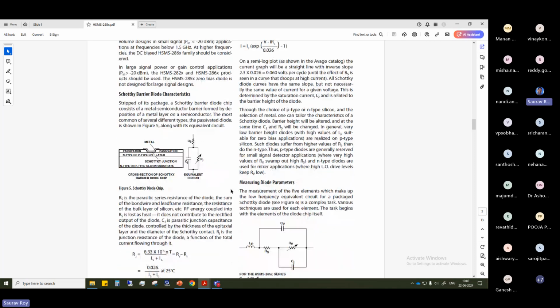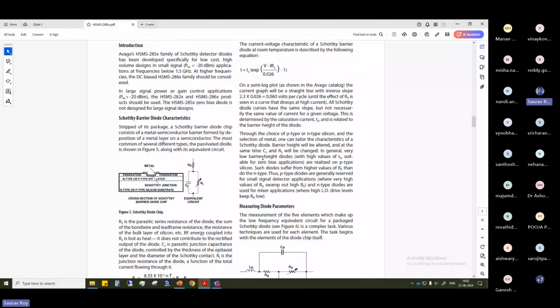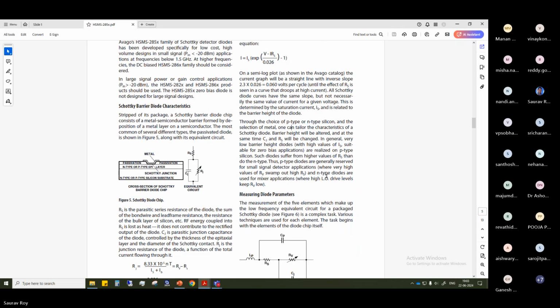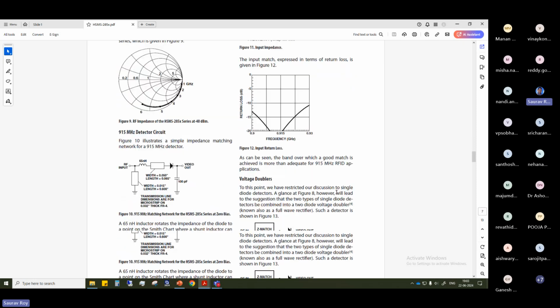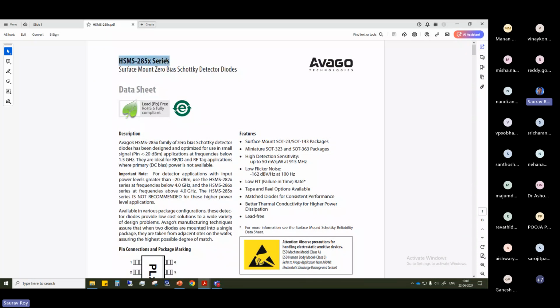Now talking about the barriers, the height of the Schottky barrier is specially discussed here. Very low barrier height diodes are useful for zero bias applications, so they have designed the diode in such a way that it has a very low barrier height. I suggest you look into this data sheet again. The name is HSMS 285X series. It's very useful.